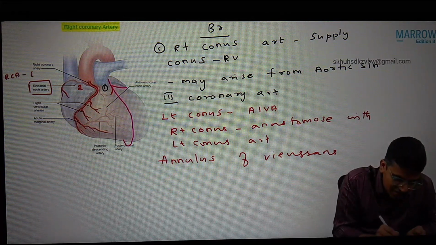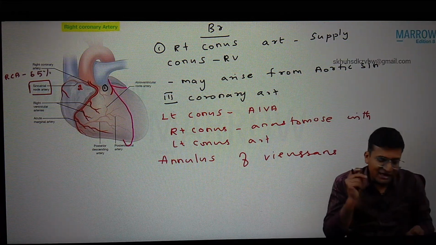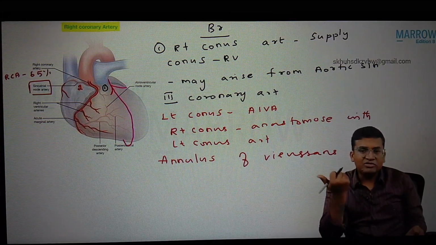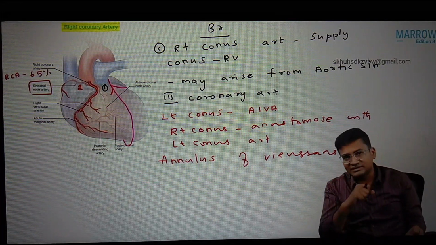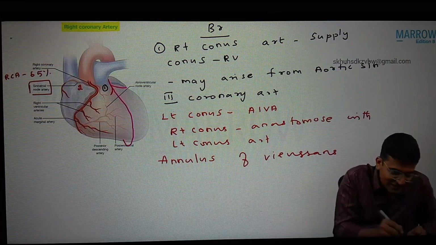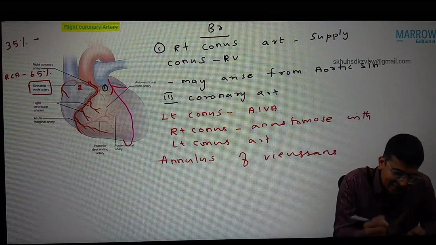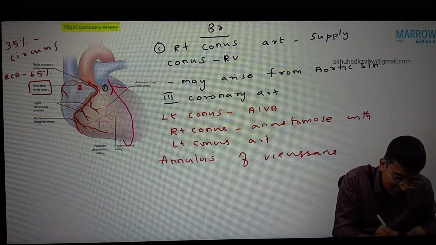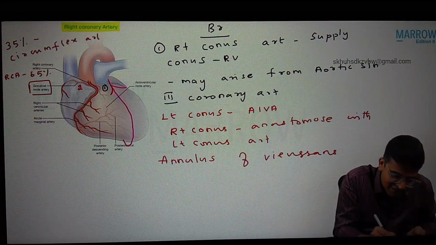Again, in 65% of cases, the SA nodal artery is coming from the right coronary artery. In 35% of cases, the SA nodal artery is coming from the circumflex artery.